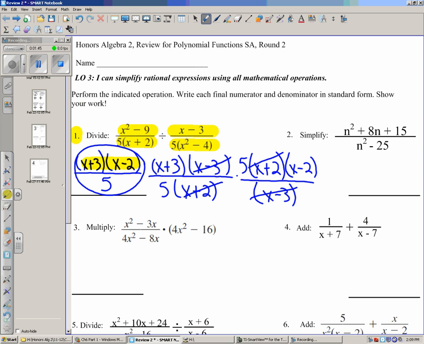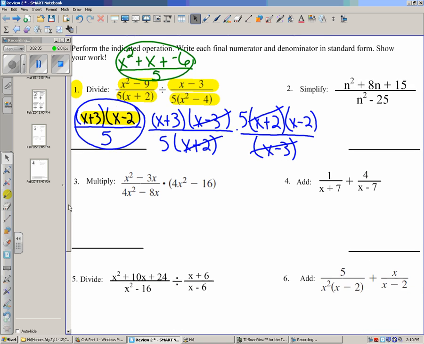So if you want to FOIL this, then our answer would change. It would look like x squared plus x plus negative 6, and then over 5. So whichever you prefer as your final answer is up to you. Okay? All right, I'm actually going to jump to number 3 next.